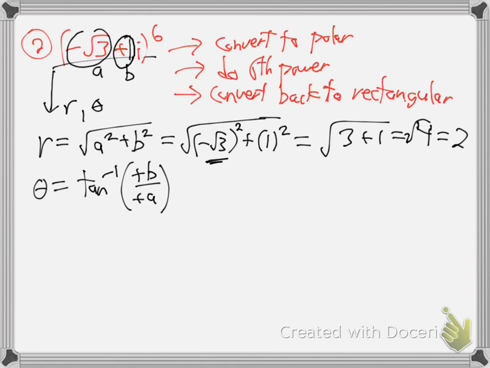B is the I component, right? It's the up-down. Remember the complex axis? The I went up-down and the first one sideways. So it's like xy in a sense, right? So it's always b over a.